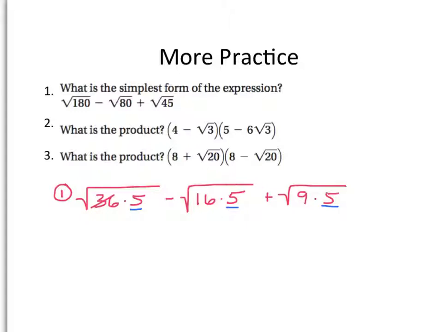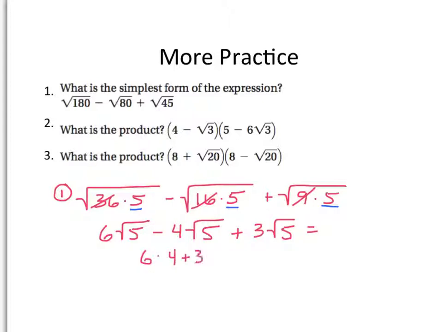I can take the square root of 36, that's 6, so 6 root 5, minus I can take the square root of 16, that's 4, so 4 root 5, plus I can take the square root of 9, that's 3, so 3 root 5. And now we're going to treat them like they were variables, kind of like we saw in that previous slide. So 6 minus 4 plus 3, root 5s. 6 minus 4 is 2, plus 3 is 5, 5 root 5.